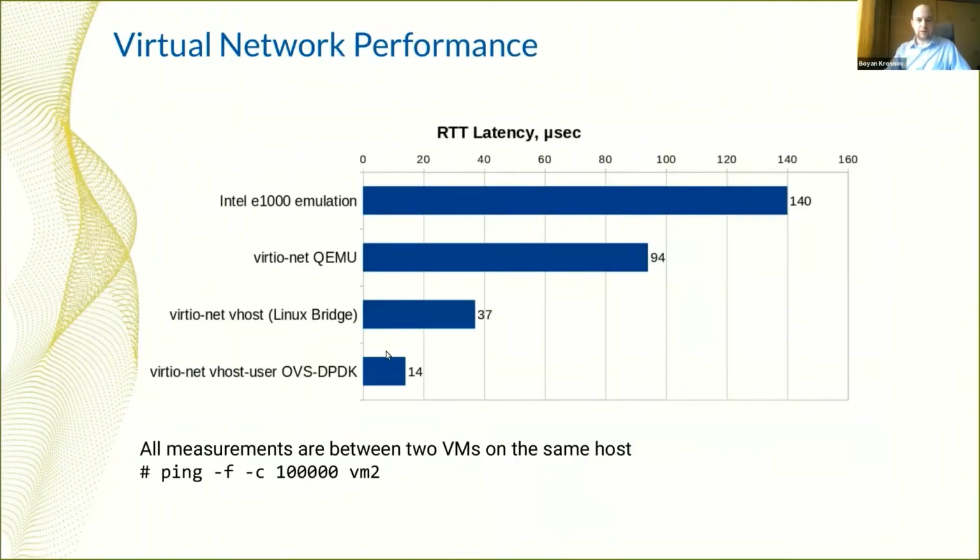This is how the different virtualized approaches look in our tests in our lab. So virtio-net, which is the default nowadays, gives you about 90 to 100 microseconds latency between virtual machines on the same host. virtio-net with vhost with Linux Bridge gives you about 37. virtio-net with vhost-user with Open vSwitch DPDK gives you about 14 microseconds round-trip latency between two virtual machines. The way we measured this was using this command.